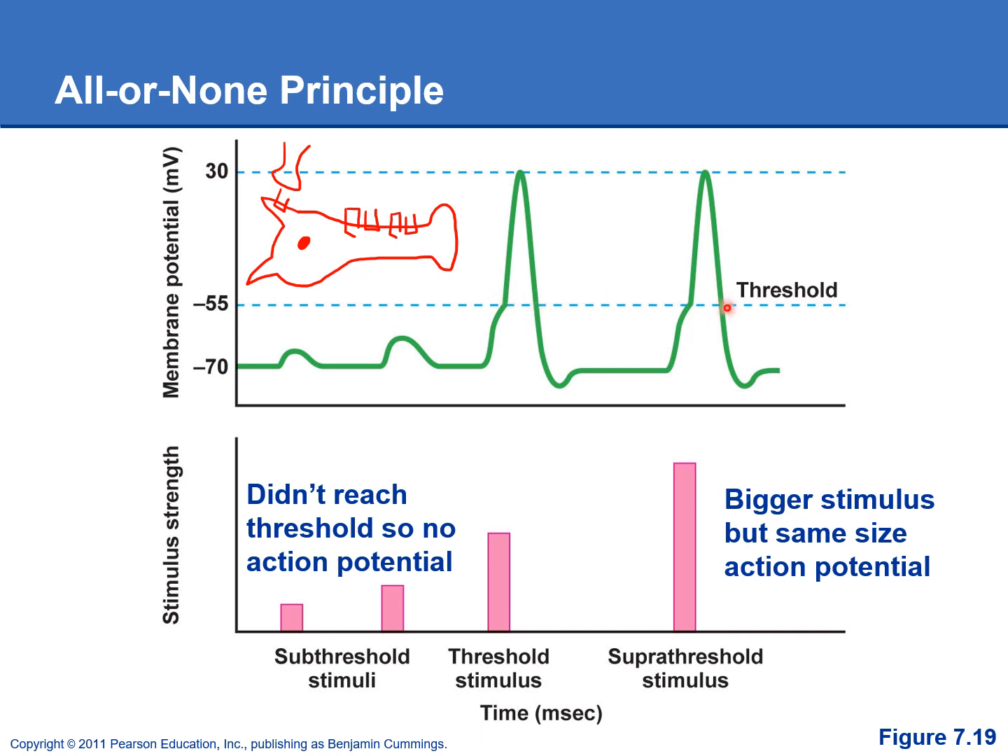So the brain is actually not going to use the size of the action potential to tell it how big the stimulus was. It's going to use something else instead. This is also part of the all or none principle, that you're always going to get the same size action potential. If you reach threshold, it doesn't matter how big the stimulus was, you're always going to get the same size action potential.